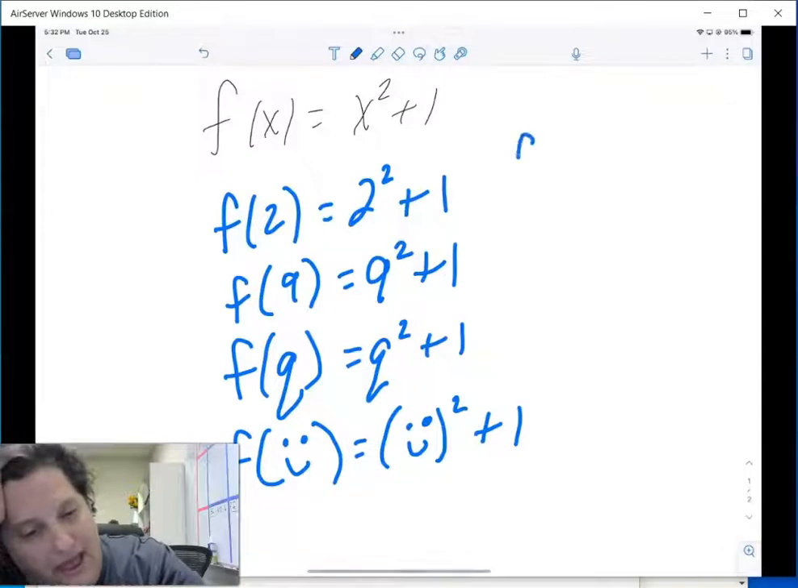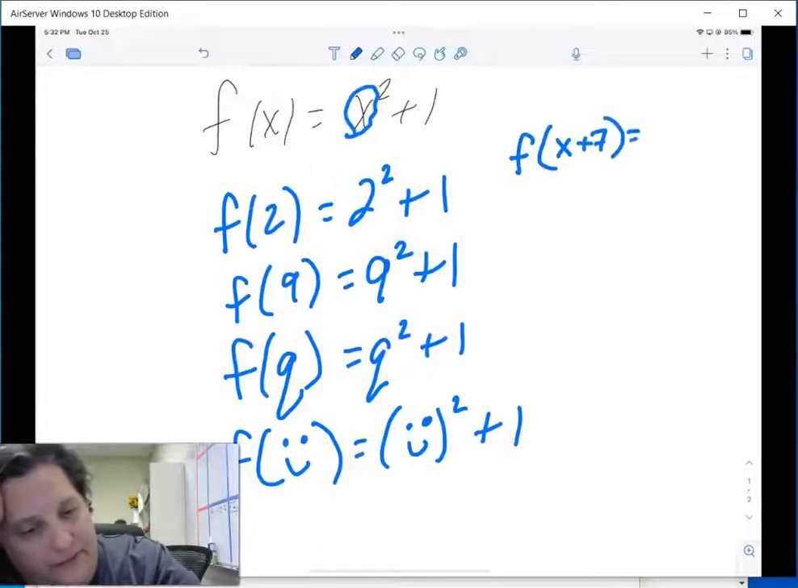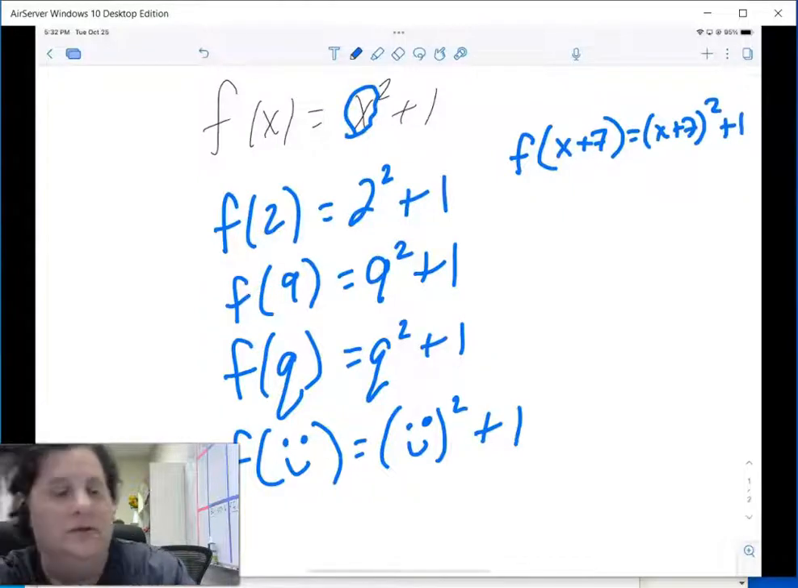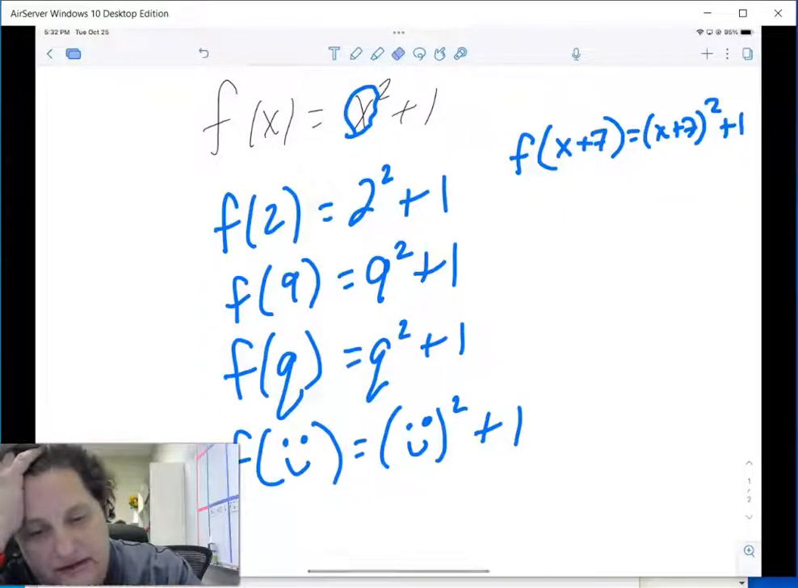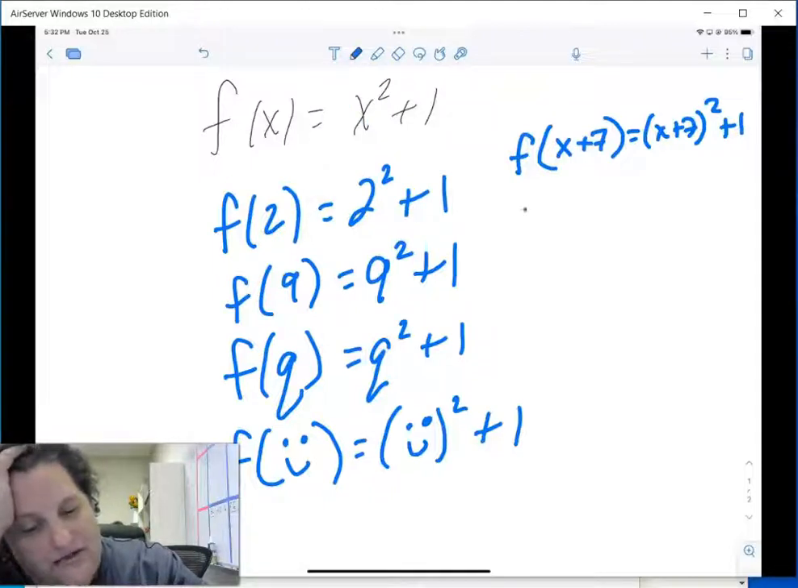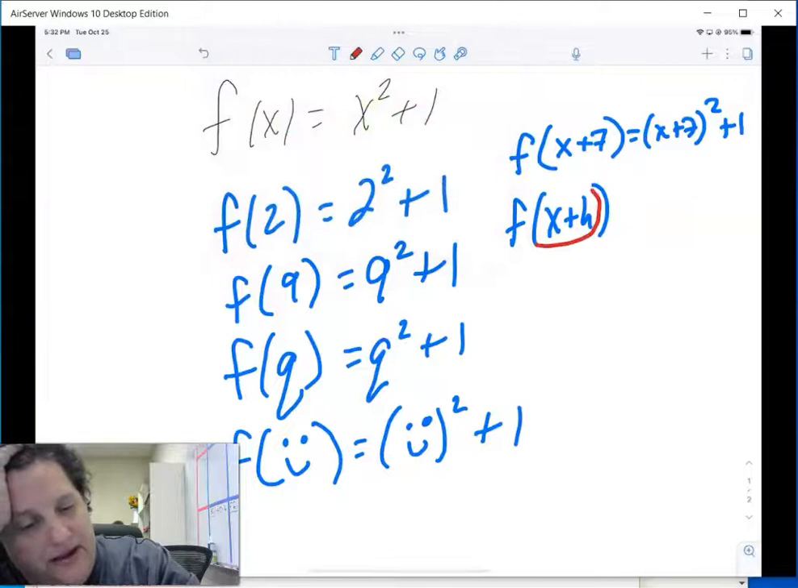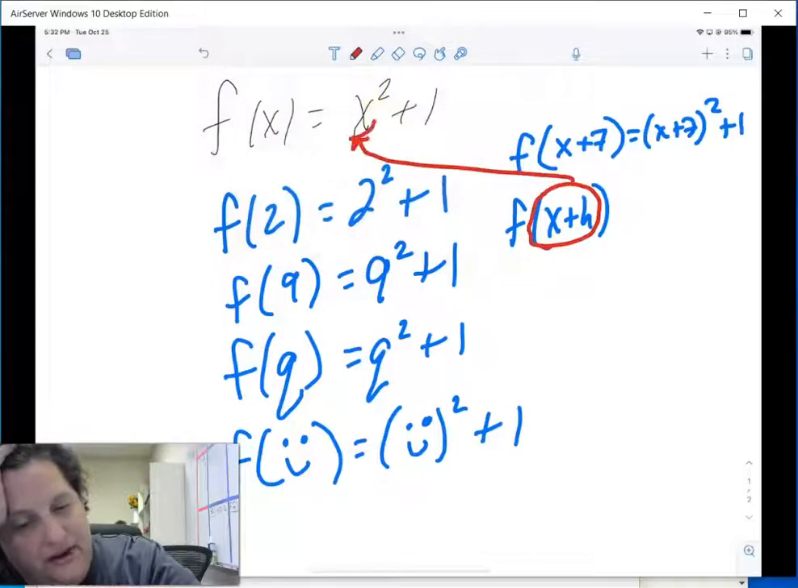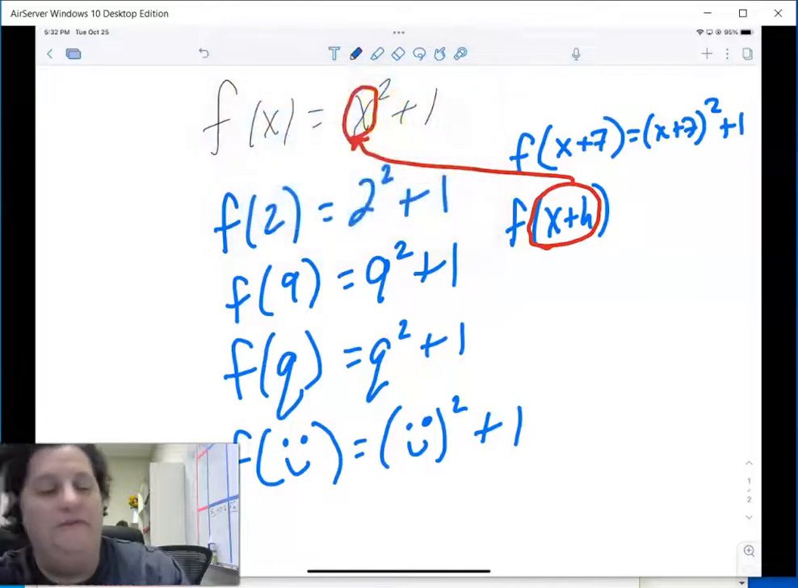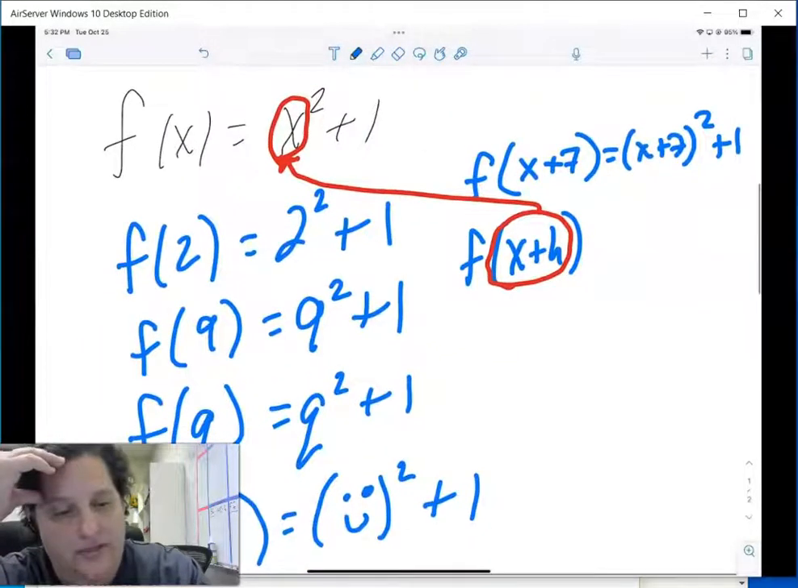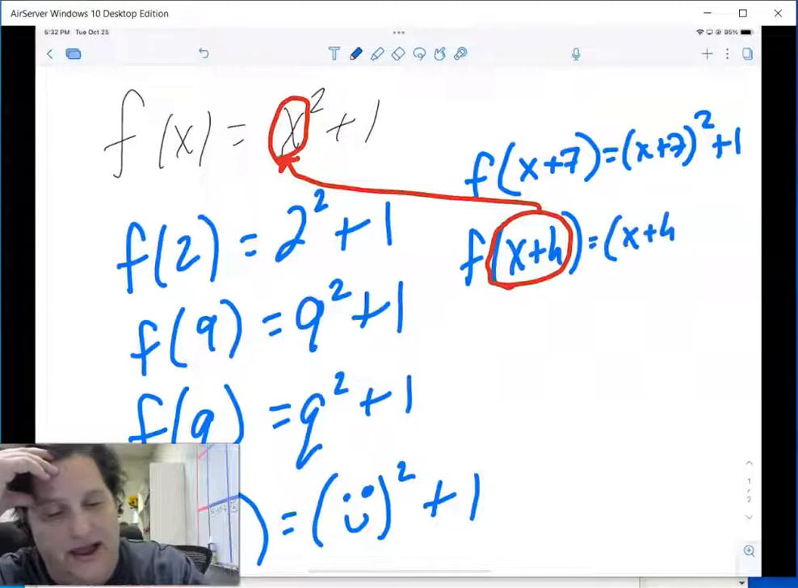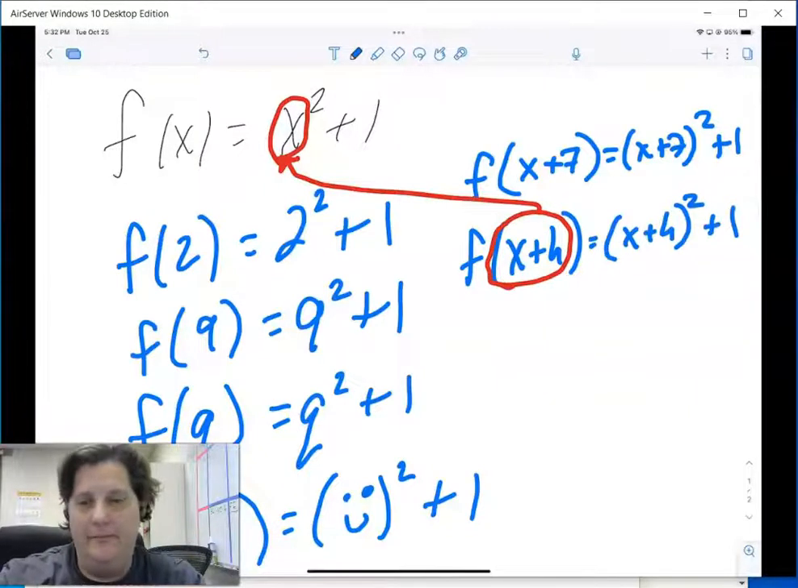Okay, what's f of x plus 7? Well, that means I plug x plus 7 into there, squared plus 1. Okay? So that's a little bit of a refresher on how we use f of x. Now, guys, what is f of x plus h? What that means is I plug x plus h in right there. This is the part, if you can get this down, you'll be fine. This is the part that is most difficult for people. x plus h squared plus 1. That's what that is. All right?